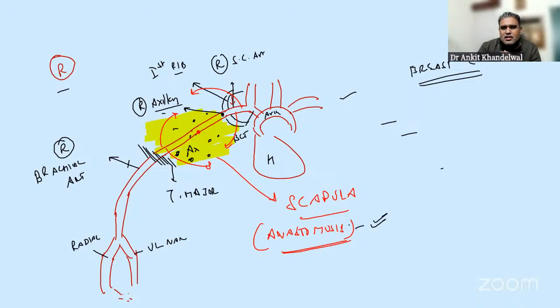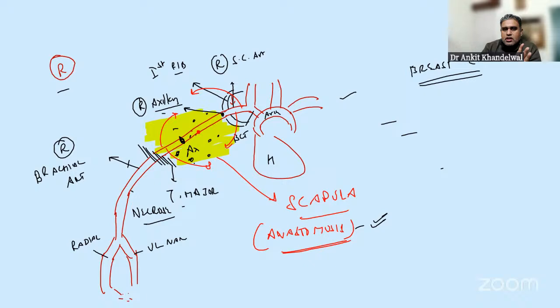Now, sir, why do we need anastomosis? If you're thinking, okay, why? Because it's the only artery that's going through the upper limb. If it is constricted over here, then the upper limb will die. Die means all the tissues over here will actually die. They will necrose. So therefore, we need anastomosis. This is the axillary artery over here.